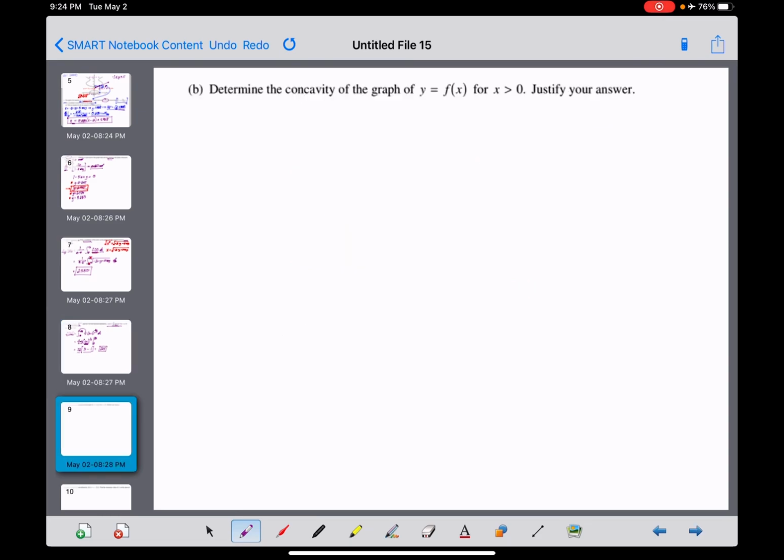How about B? Determine the concavity of the graph of y equals f of x for x values greater than 0, and these wonderful 3 words here, justify your answer. All right, guys, anytime we come up with concavity, that should tell us that we need to deal with and analyze our second derivative. So first we need our first derivative here, f prime of x.